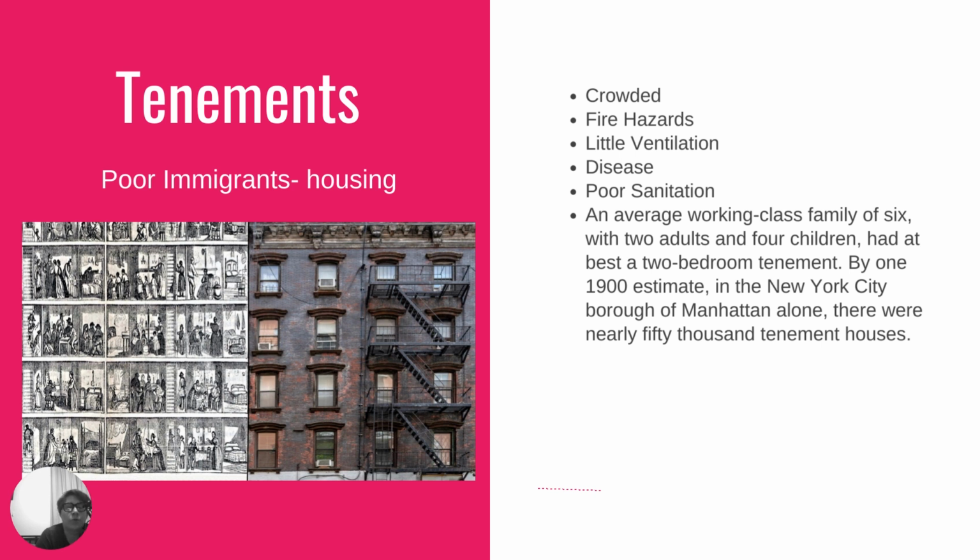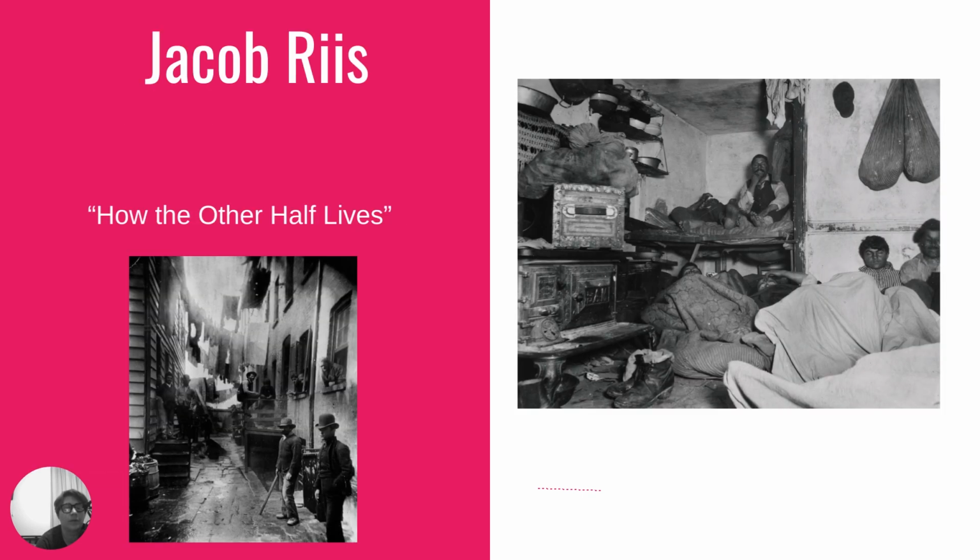So an average working class family of 6 would have about 2 bedrooms at the most, and they would be packed in close to each other with very little running water, very little trash going out, and so there is a lot of disease. It is also a fire hazard, as if anything caught, it would go straight up, and it is crowded. So tenements are what we call the housing in the inner cities.